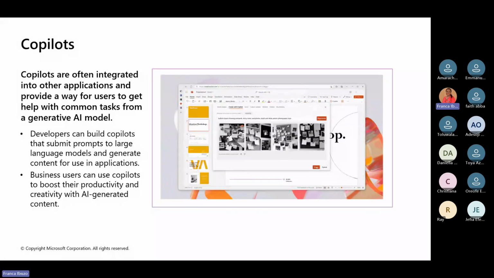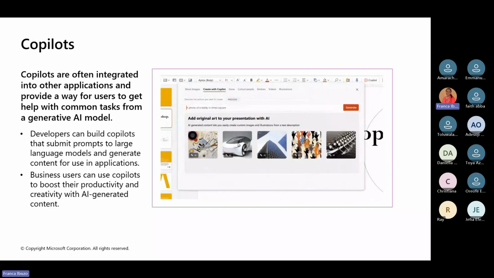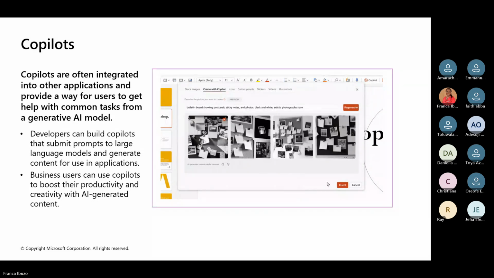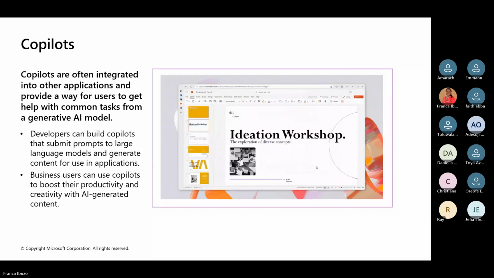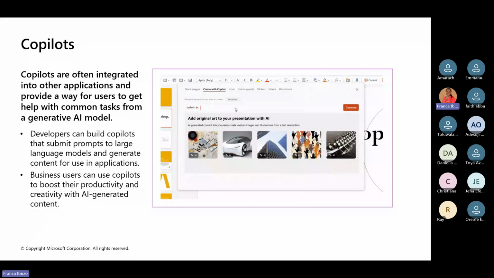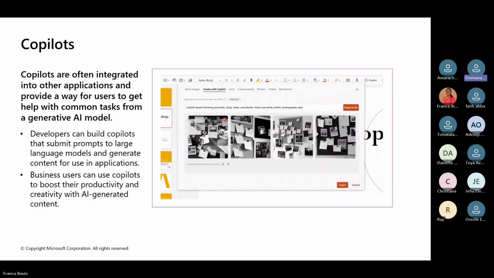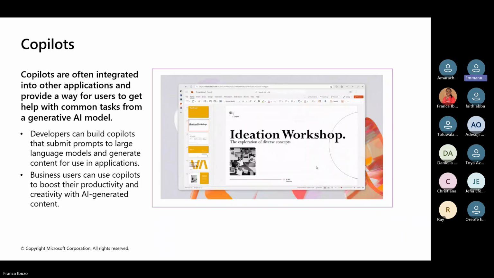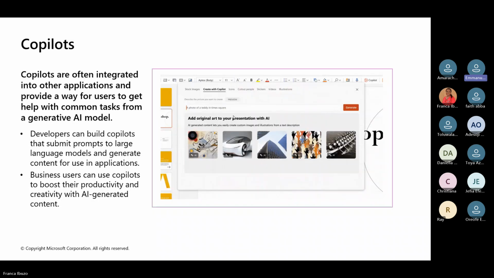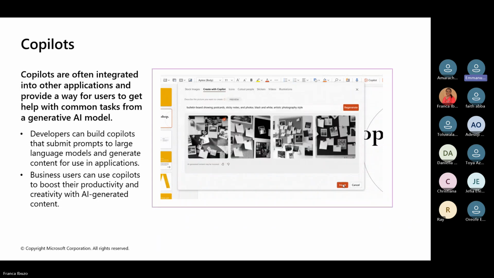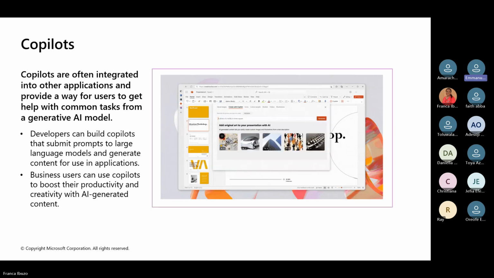Can somebody unmute and tell me what you understand by co-pilot? Who has used co-pilots and what do you understand by co-pilots? Okay. We understand co-pilots as presented by Microsoft. Copilot is one of Microsoft's ways of integrating artificial intelligence into their whole package of software products. So you have different applications.